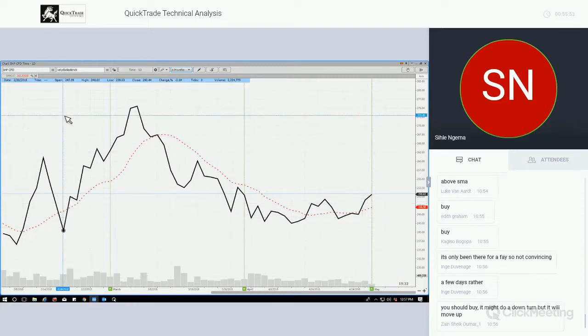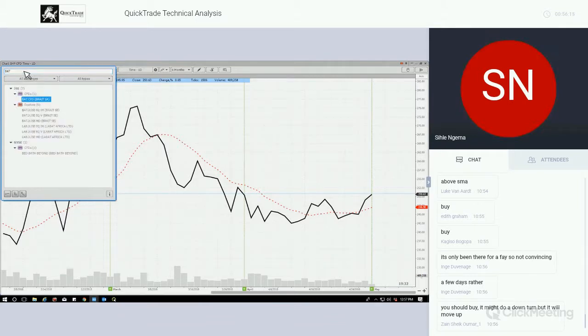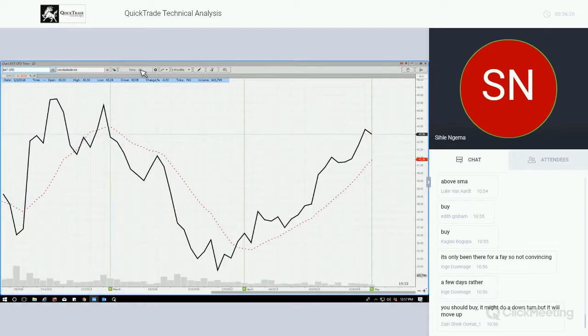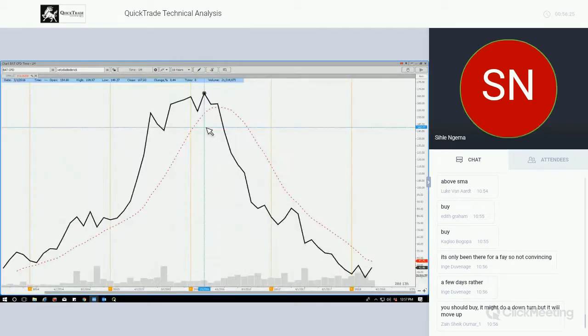Let me get us one that could actually confuse us. Let me see. Which one should I take? Oh, okay. I think I'll take this one. This is Braid. The code is BAT. Okay, let's look at the monthly. What should we do here? Which side should we take in this market on Braid?